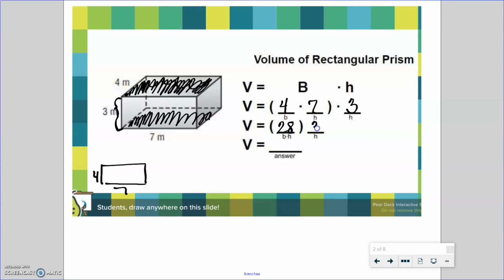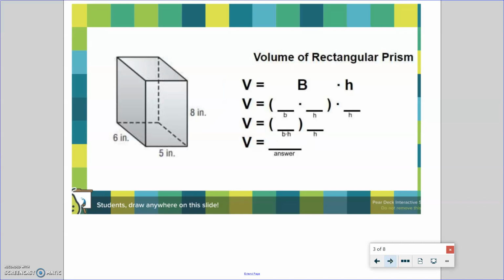And then we're going to do 28 times 3. So you have 28 multiplied by 3. You get 24, 6, 7, 8. So you have 84 cubic meters. 84 cubic meters. Let's go ahead and look at our next example.